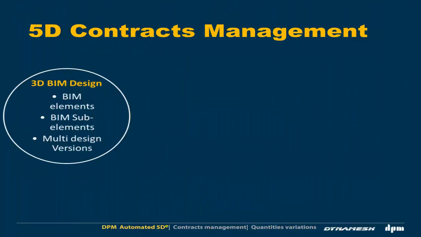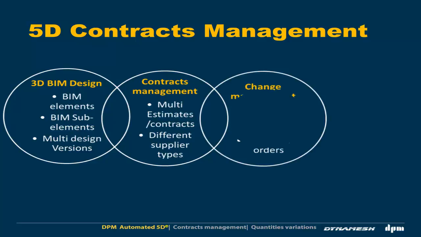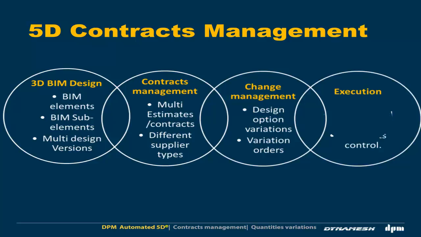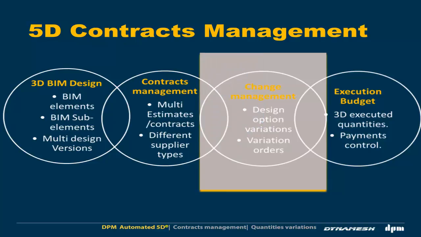Construction contracts require various tasks and procedures, from design quantity generation to different contracts and estimation methods, to change management for variations of costs and quantities all along the construction cycle. In addition, tracking of executed quantities and payments is essential for project monitoring. In this demo, we will concentrate only on the quantities changes and variation management in the automated 5D platform.